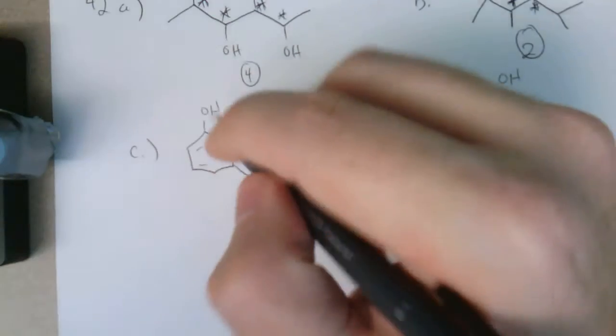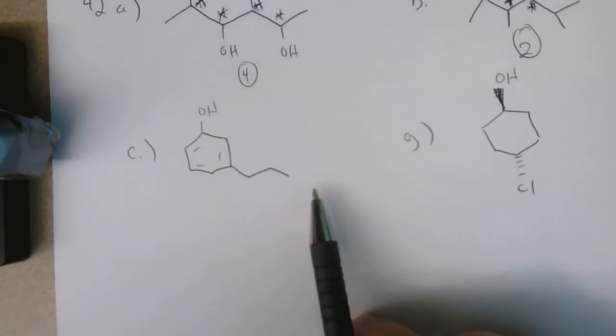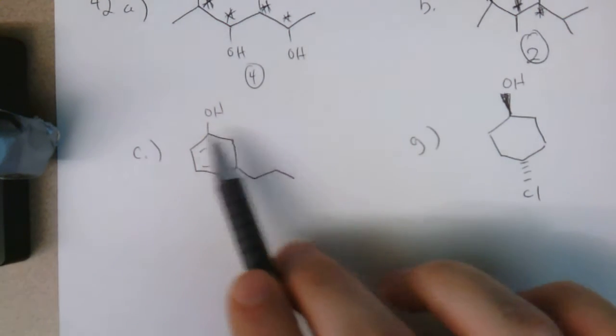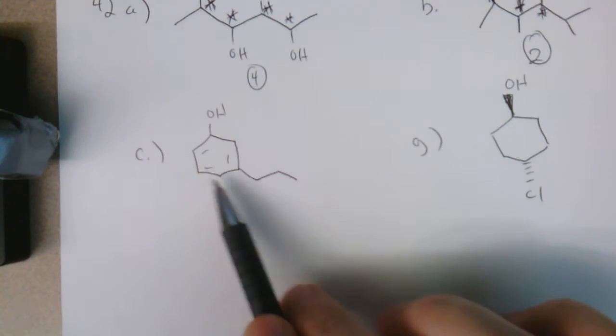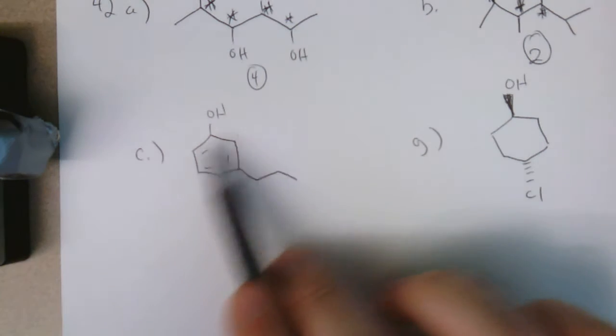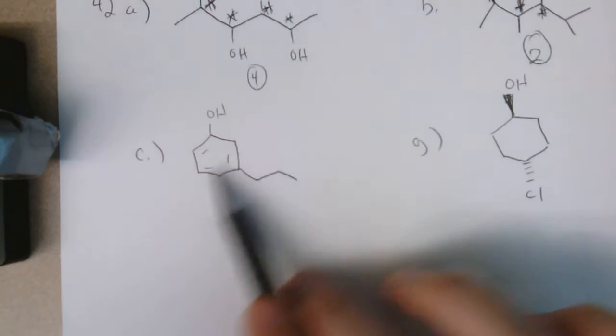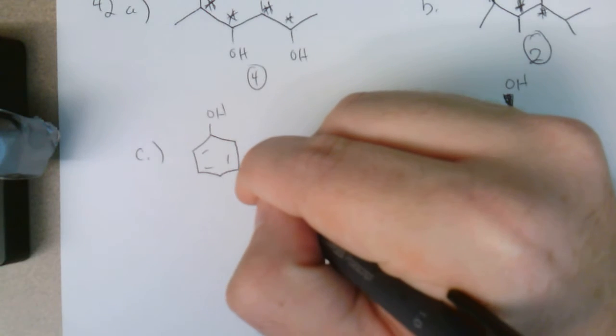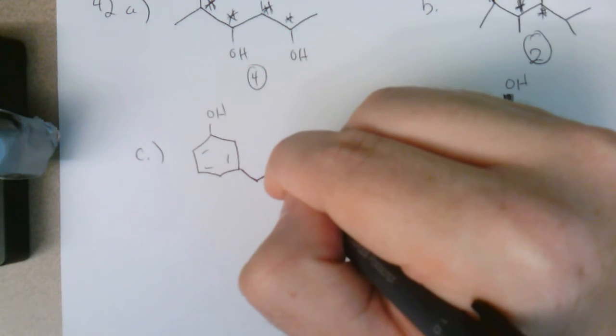Okay, on C, remember, I have to only look at sp3 carbons. That rules out this entire benzene ring because these are sp2s all the way around. So none of these carbons on the benzene rings are ever going to be chiral. That just means I have to look at these chain carbons at the bottom.